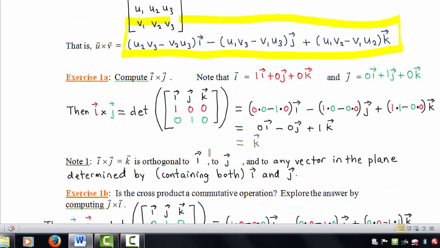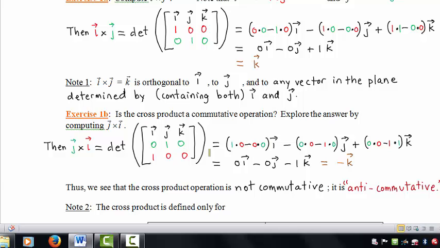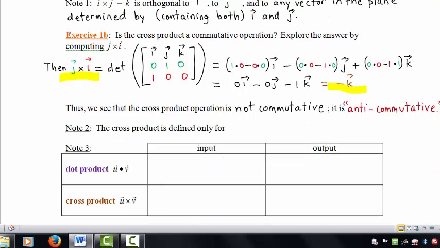It's easy to show that I cross J is equal to K, but if you compute J cross I, you get negative K. And we see that the cross product operation, we didn't prove it, we just see an example here, is not commutative. In fact, it's called anti-commutative because of the factor of -1. What I want you to note is the cross product is defined only for 3-dimensional vectors.